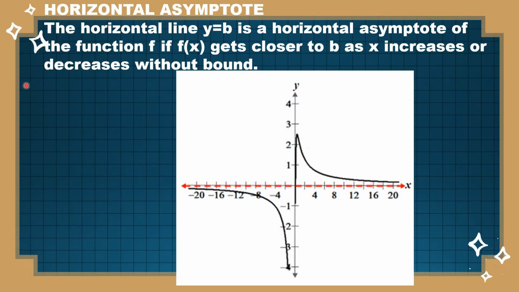Horizontal asymptote. The horizontal line y equals b is a horizontal asymptote of the function f if f of x gets closer to b as x increases or decreases without bound. So, this red dotted line is what we call the horizontal asymptote. It does not touch our graph. It will no longer touch our graph on this side and also on this part here. So that is what is called the horizontal asymptote.